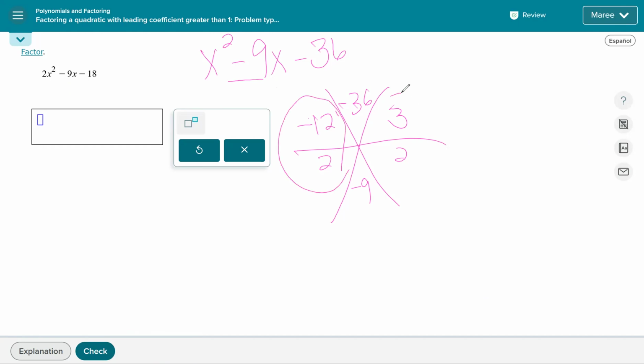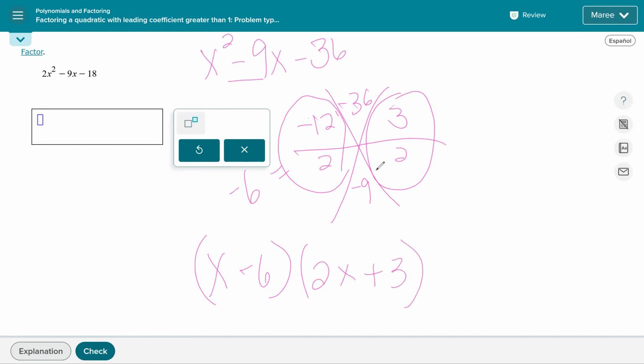Now we just focus on these two. This one will actually reduce to negative 6. This one will not reduce. So we're going to put x minus 6 and 2x plus 3. That will give us that 3/2 there.